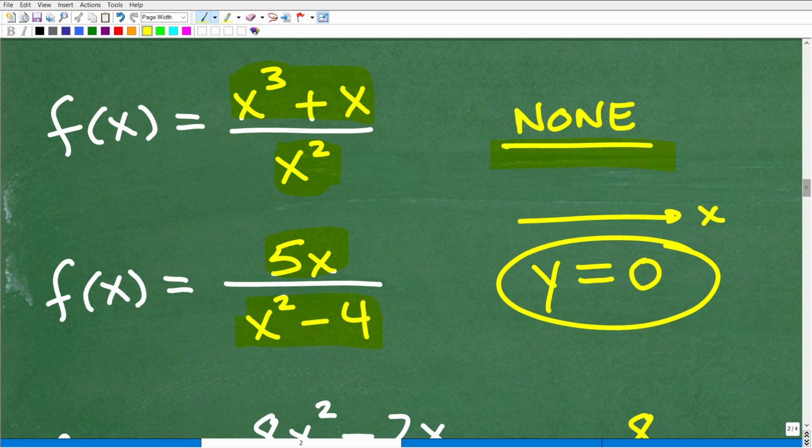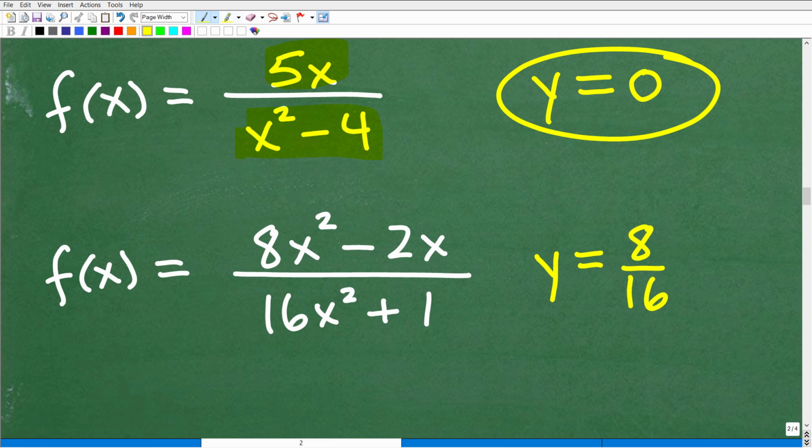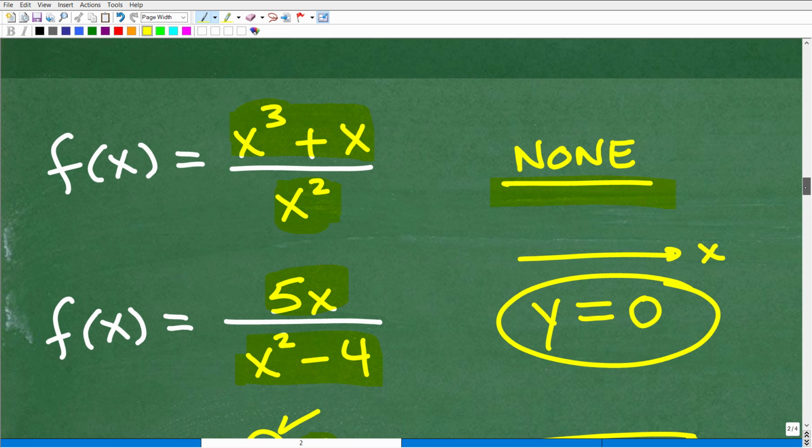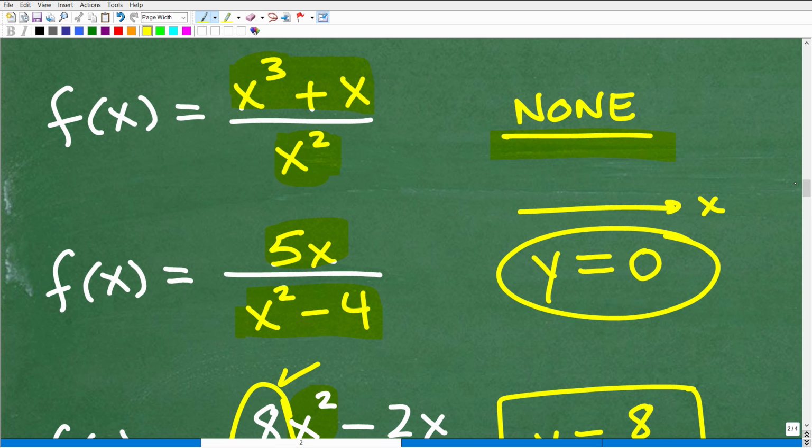All right, and lastly, if you have a situation where the degrees are the same, like in this case, we have x squared and x squared, that's the highest degree in the numerator and denominator, then the horizontal asymptote is going to be the ratio of the leading coefficients. In other words, we're going to construct the line y equals, and then we're just going to use the leading coefficients 8 and 16, and this will be a horizontal line. Of course, we would simplify this down to the line y equals 1/2, but that right there is the three cases, all right? So you've got 1, 2, 3 cases.